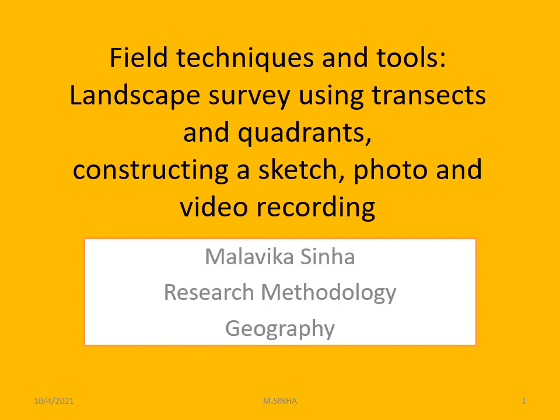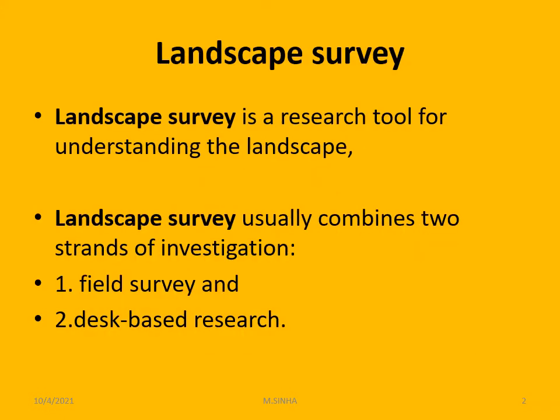Now the topic is field techniques and tools: landscape survey using transect and quadrants. Landscape survey is a research tool in geography. It includes the study of the configuration of land, the exogenetic study of land and the effect of endogenetic forces on the earth's surface, as well as the anthropogenic attributes and interferences of the earth.